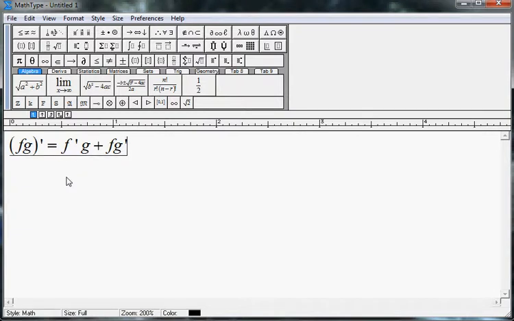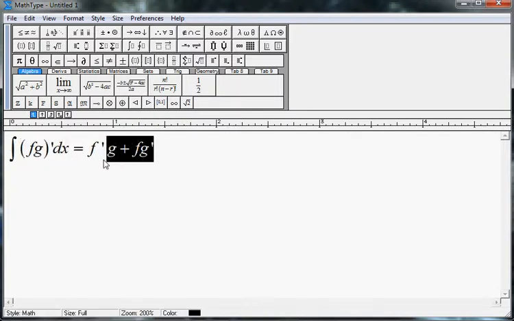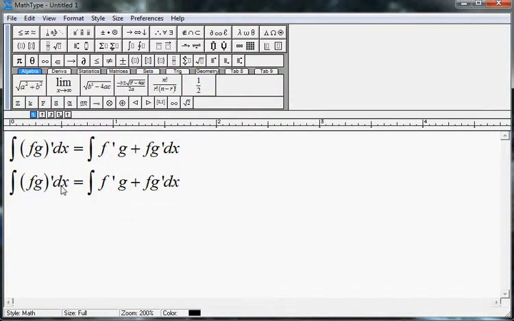So basically the ultimate goal is to find the integral of two functions being multiplied together. So we take the integral of both sides, and let me just do that on this line. The left side is just the integral of the derivative, so that cancels out. That's just fg.